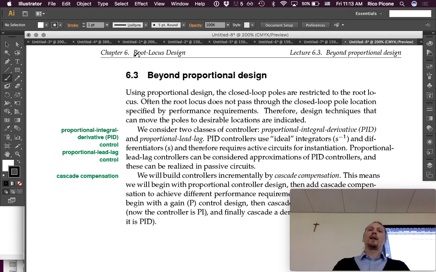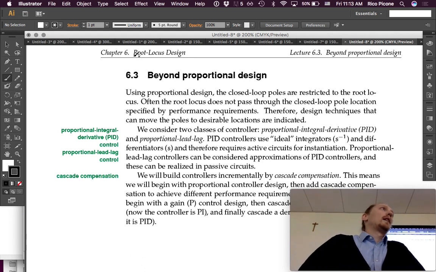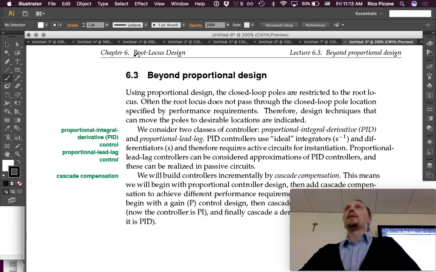So there are some techniques for changing the root locus to satisfy those requirements. And that's what we're going to do in the rest of this class: change the root locus to make it go through the points that we want and therefore give us the performance that we desire out of it.